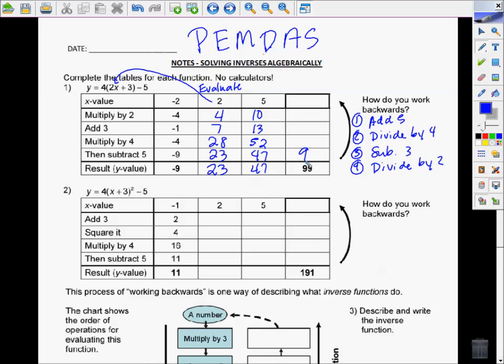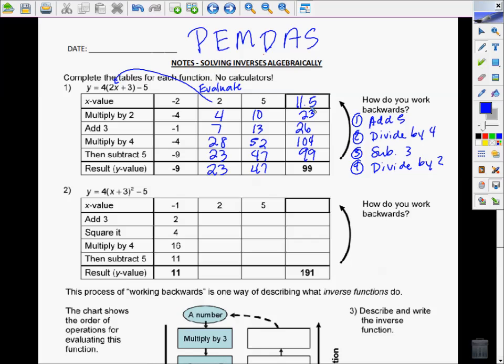So I'm going to start at 99 still, right? I'm going to add 5, and that gives me, and at this step I'm going to divide by 4, and I get 26. Yeah. And then I subtract 3 and I get 23, and then I divide by 2 and I get 11.5. That is what you're doing when you're working backwards.